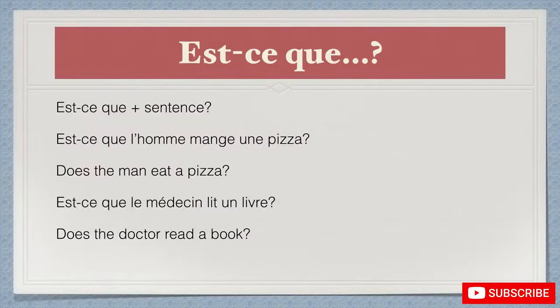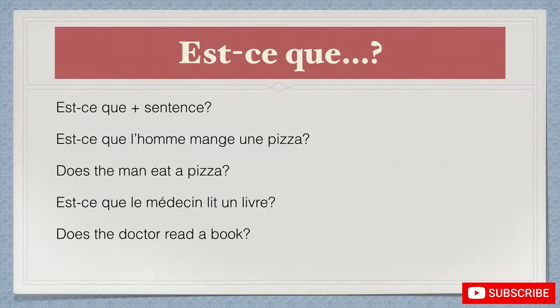So est-ce que seems a little scary because there's a lot of letters and it seems very structured. It actually really isn't, and it's actually one of the easiest ways, in my opinion, to make a yes or no question, because you really just have to copy and paste it into a sentence. So essentially what we do is we take est-ce que and then we add it to a sentence, and then it becomes a yes or no question.